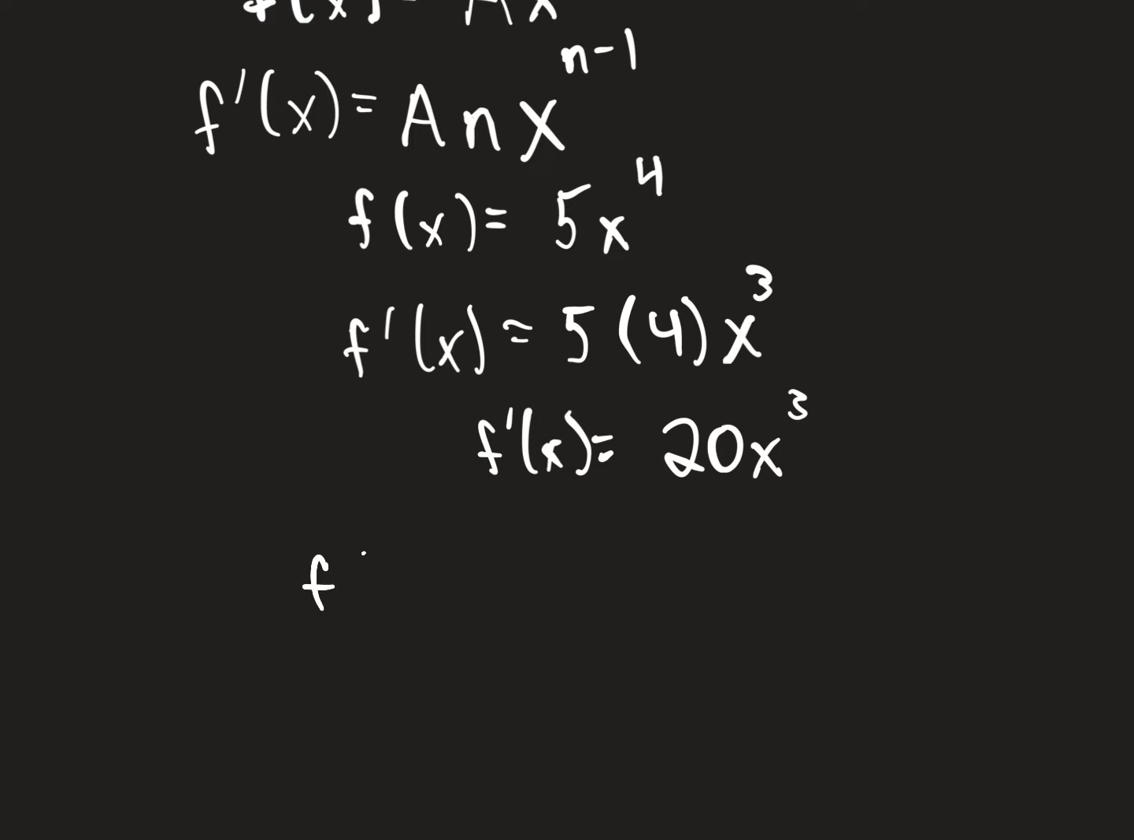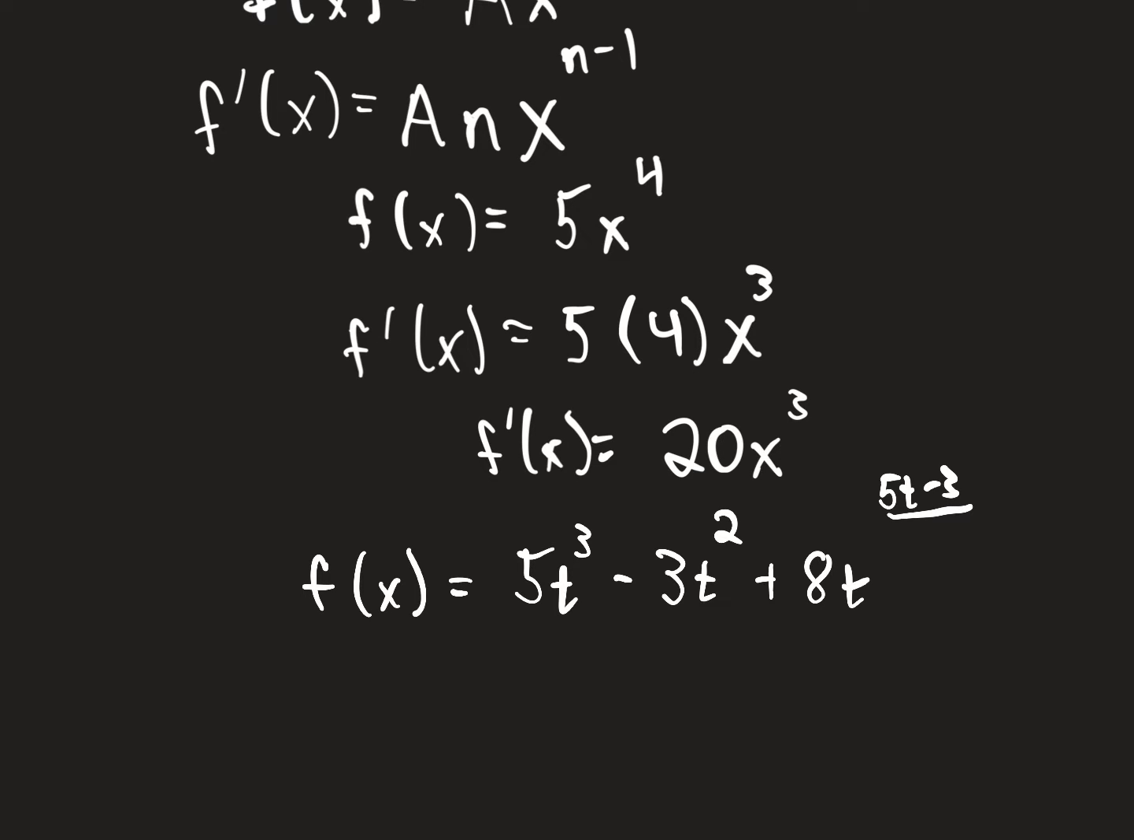So I have f of x equals 5t cubed minus 3t squared plus 8t to the 5t minus 3 over 8qp.